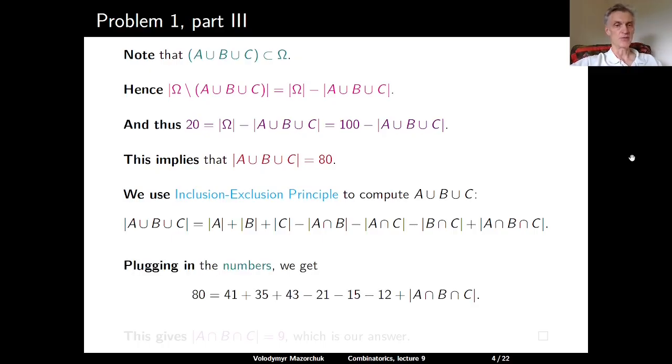It is this latter cardinality which we need to find, and we know all other summands in this formula. So if we plug in all the numbers which we know, we will get that 80, which is the cardinality of the left-hand side, is equal to 41 plus 35 plus 43, these are the first three summands, minus 21, minus 15, minus 12, the next three summands, and then plus the unknown cardinality of A intersection B intersection C. And from here, it is easy to compute that the cardinality of the intersection is 9. So our answer is there are exactly 9 people in this survey who liked all three beverages. This completes our solution to problem 1.